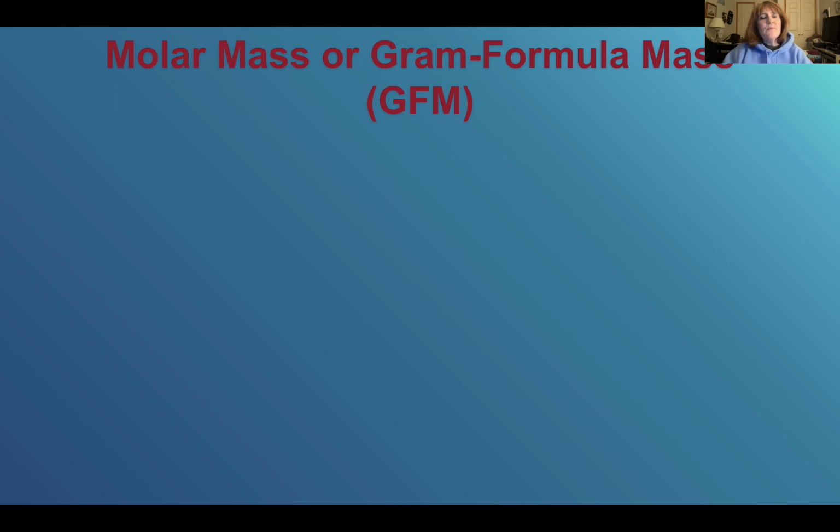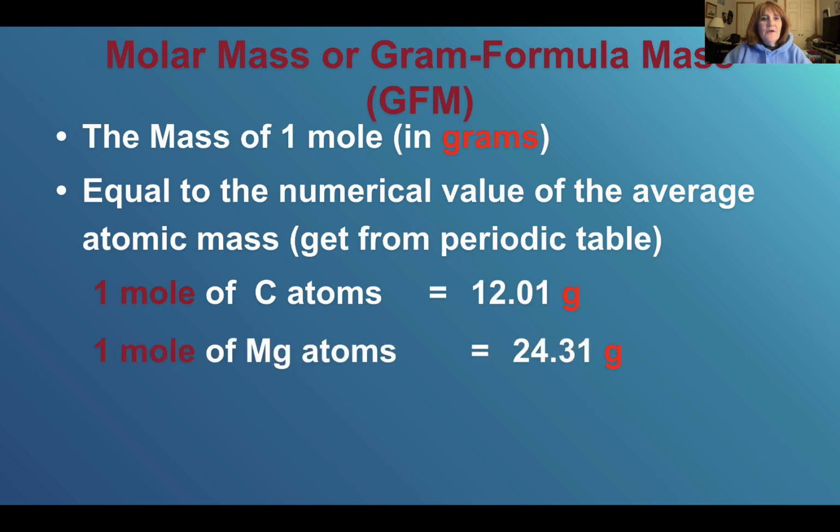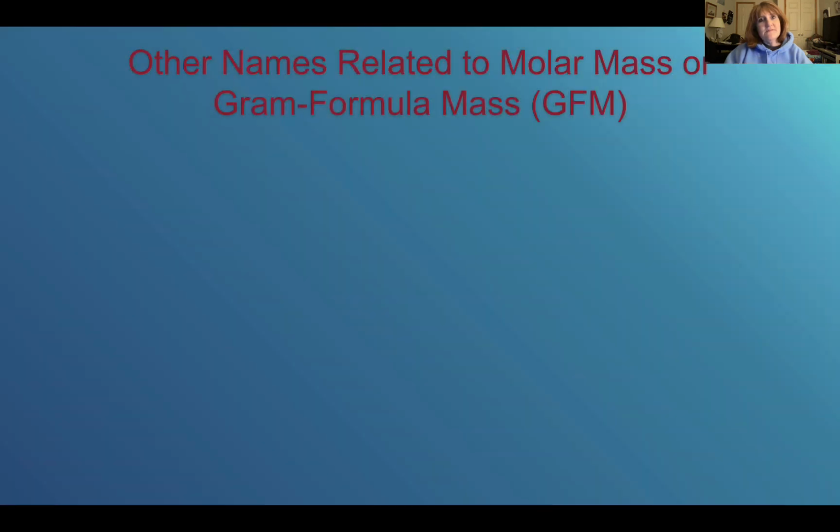Let's look at some gram formula masses. Gram formula mass is the molar mass, or the mass in grams of 1 mole. It is the numeric value of the average atomic masses from the periodic table. So 1 mole of carbon is 12.01 grams. 1 mole of magnesium is 24.31 grams. 1 mole of copper is 63.55 grams.